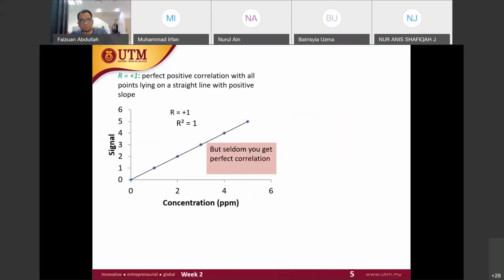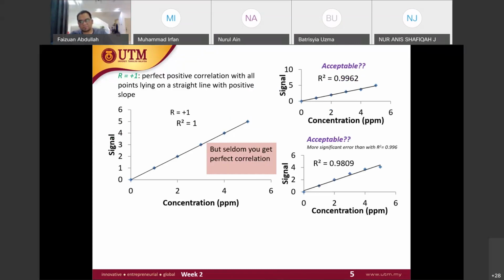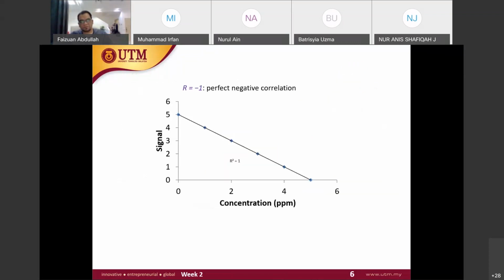But seldom you get perfect correlation. It's very, very rare. Normally, due to the random error, we will get something less. So how much is acceptable? 0.9962, is it acceptable? 0.9809. Okay, more significant error than with R square equal to 0.996.